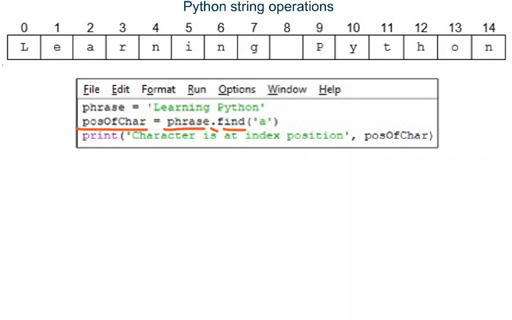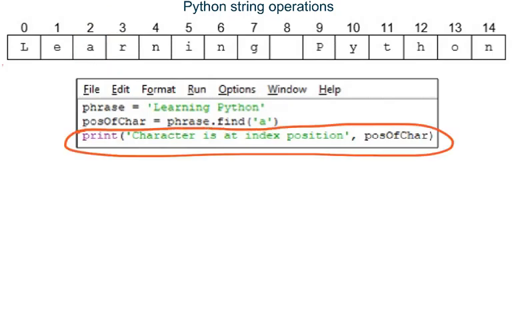Finally, we put the character that we are searching for inside speech marks and inside brackets. The index position of character a, which is 2, is stored in pos_of_char variable. The final line of the program prints out the index position that is stored in pos_of_char.